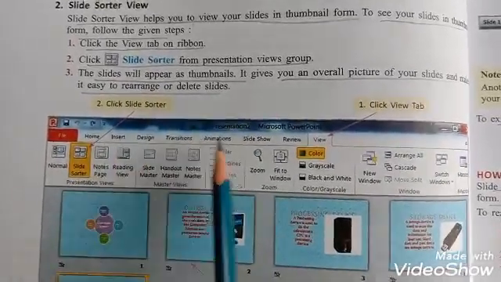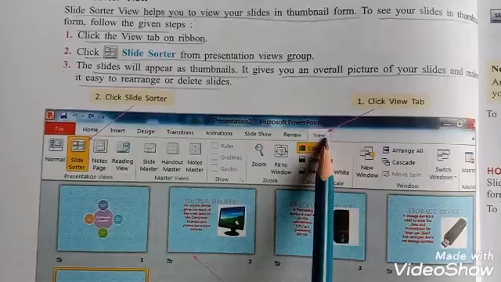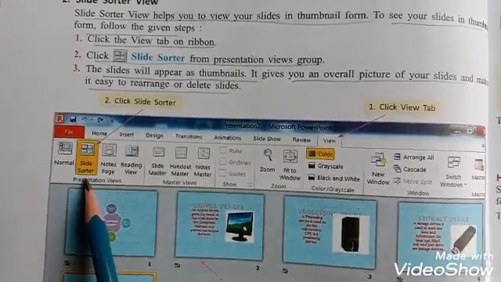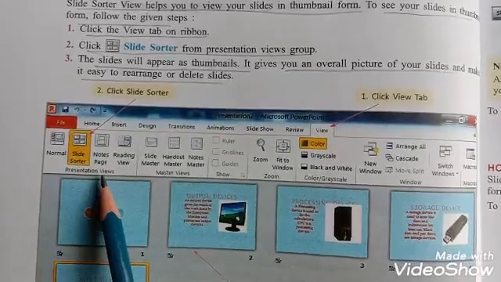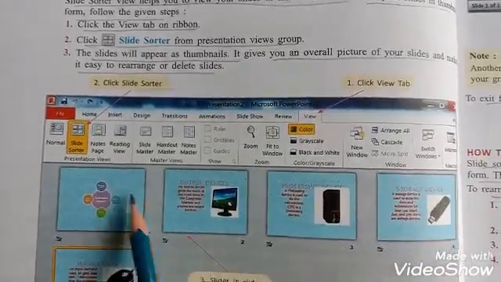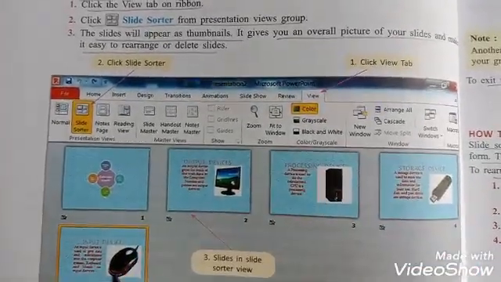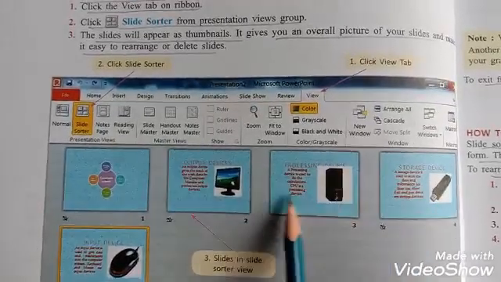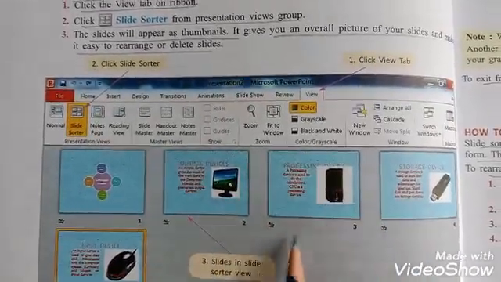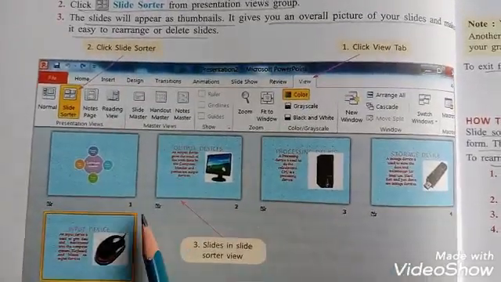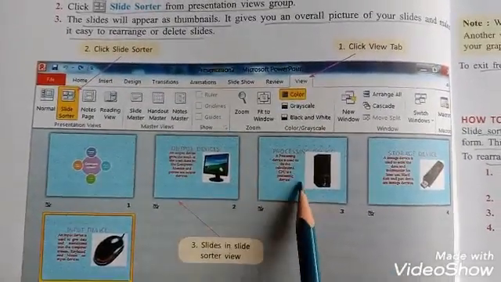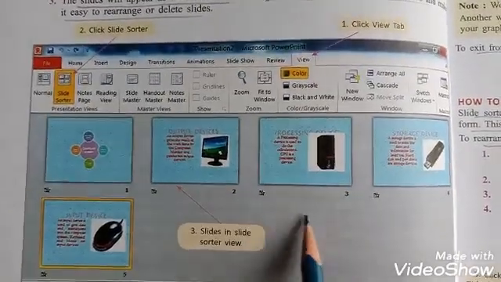Click the View tab on the ribbon. Click Slide Sorter View from Presentation Views group. The slides will appear in thumbnail form. It gives you an overall picture of your slides, and now you can easily rearrange or delete slides from your presentation.